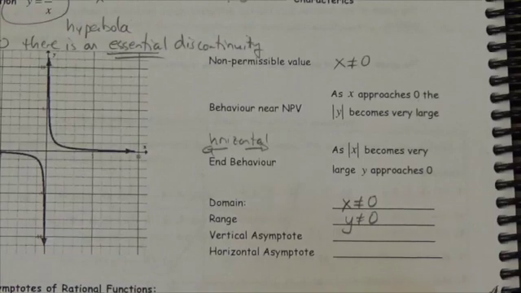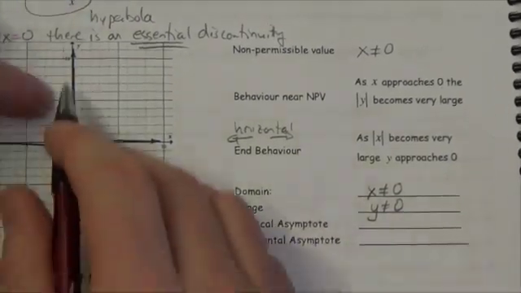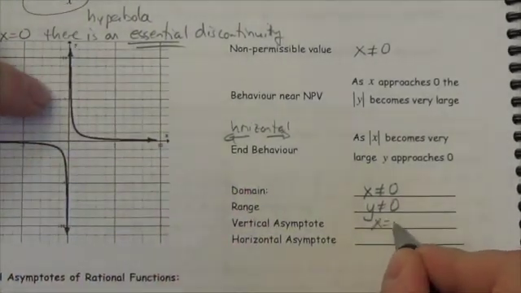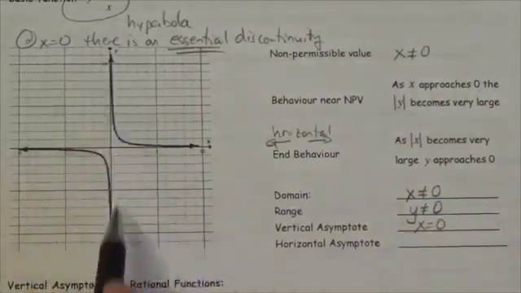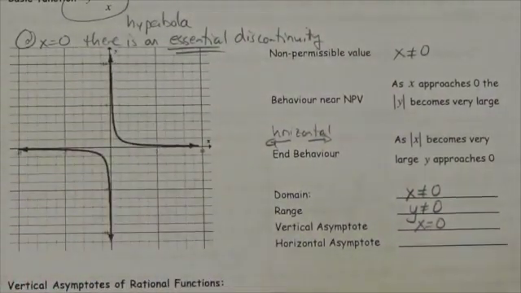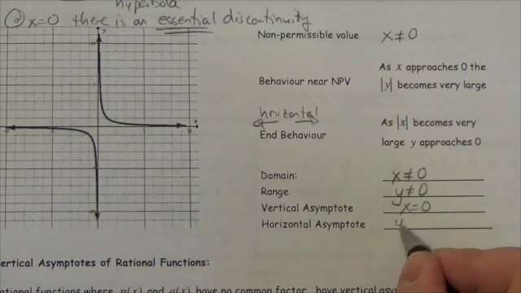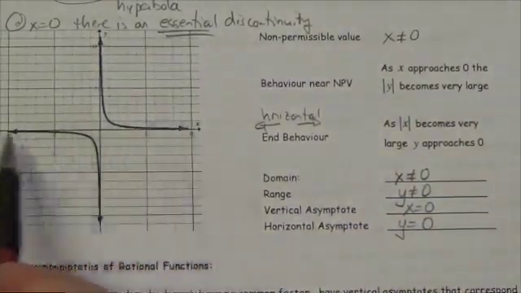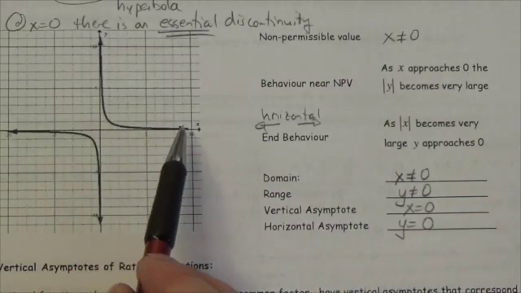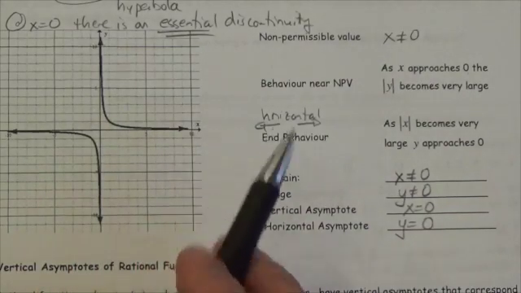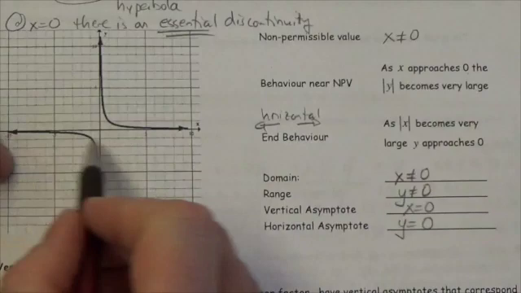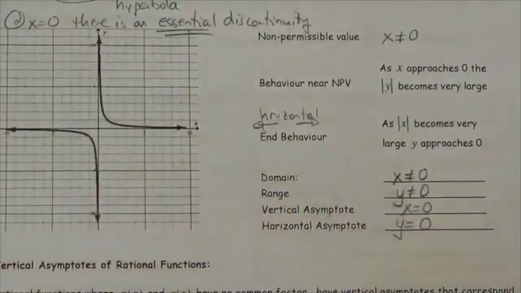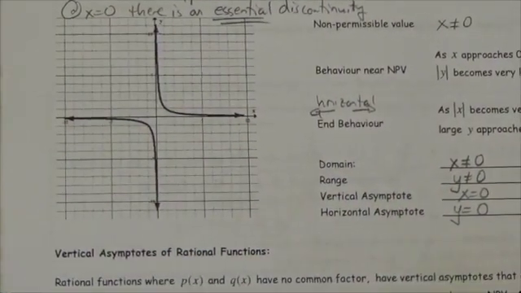So y can't equal 0, which means it's got a vertical asymptote here at x equals 0. Okay, that's my y-axis, x equals 0, and it's going to have a horizontal asymptote at y equals 0. Okay, it never actually gets to that line there. It approaches it, gets awful close to it, gets ridiculously close to it, but never actually becomes the x-axis there. So those are asymptotes. Now we're going to talk a little bit more about asymptotes in just a second.